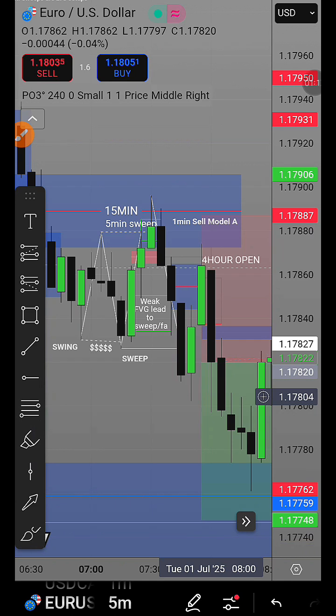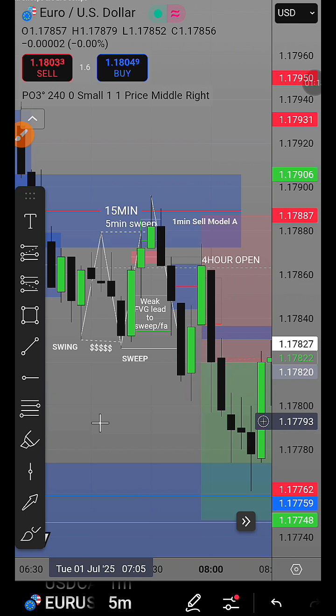So let me just take you through why I took the short, right? So basically, my model, if I am looking for shorts, I want to see a sweep of buy side liquidity and then I want to see reversal signatures so that I can take a short to the lows. Reversal signatures like a bullish FEG getting inversed, right? And if I want to take a buy, I want to see sell side liquidity get swept, and then I want to see reversal signatures to the upside like a bearish FEG getting inversed, and then my target would be the highs, right? Basic stuff.